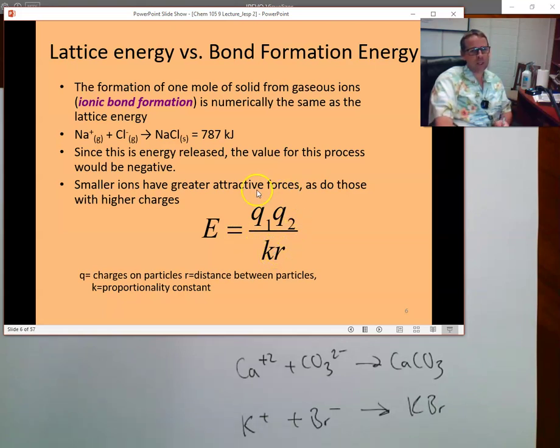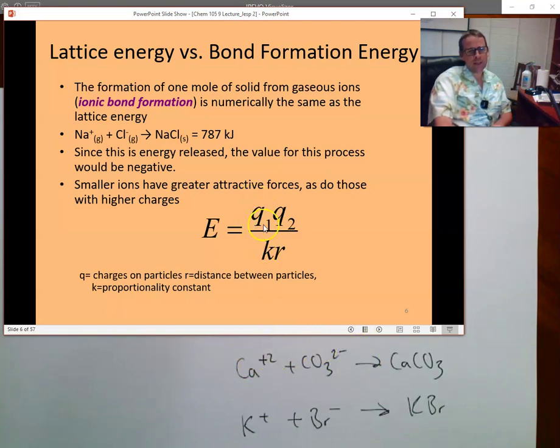Well, looking at this energy, what is it that governs this energy? What did we say? We got Q1, Q2. What are Q1 and Q2? Oh, the charges on the particles? The charges on the particles. So which one has the greater charges on the particles, the calcium carbonate or the potassium bromide? Oh, calcium carbonate. Yeah, the calcium carbonate has the larger charge there.